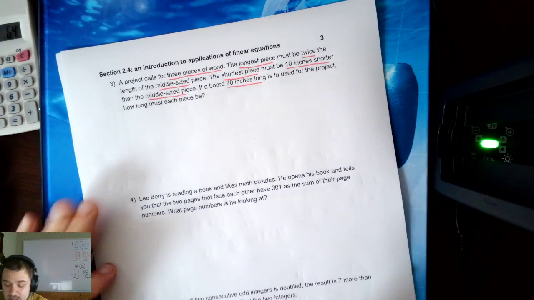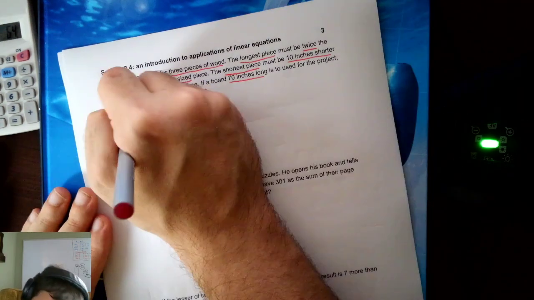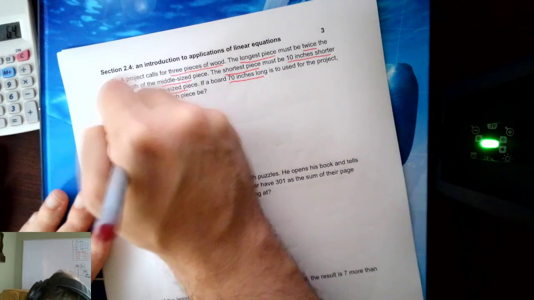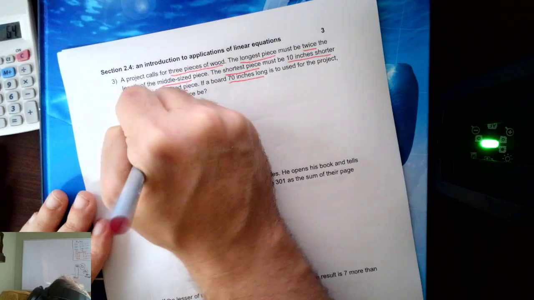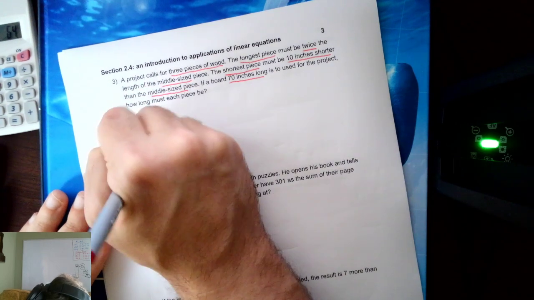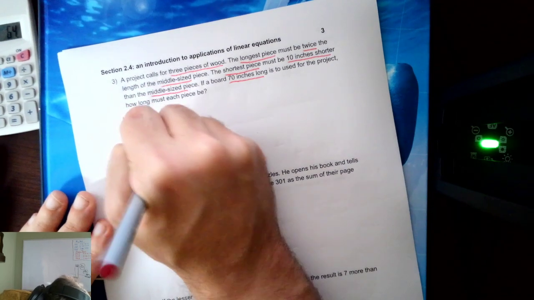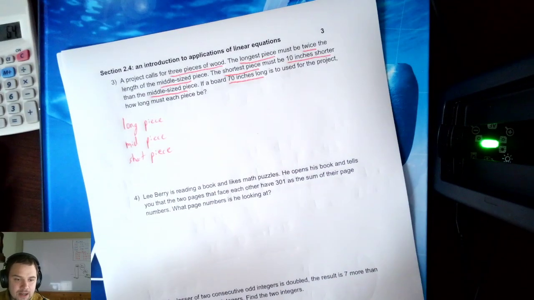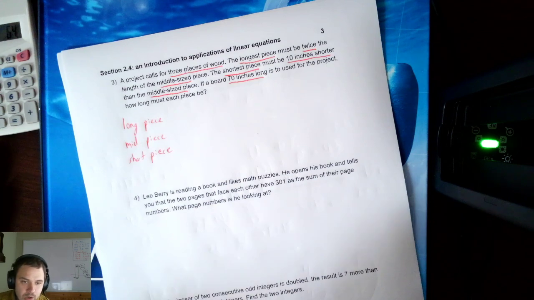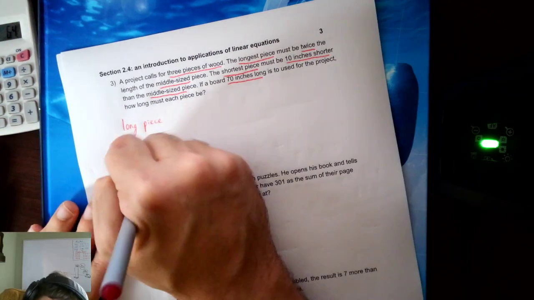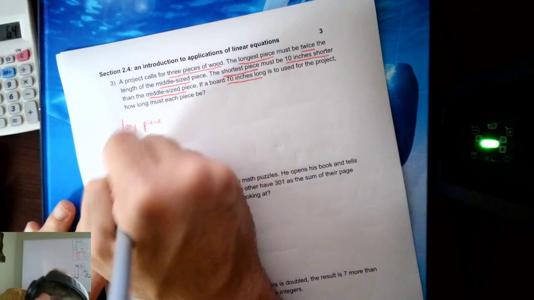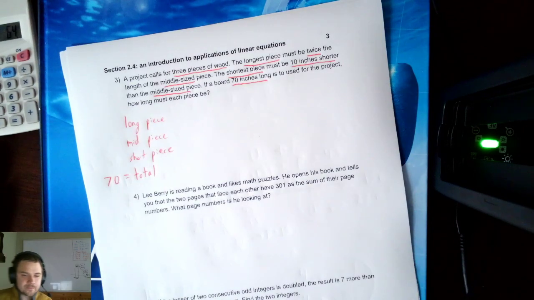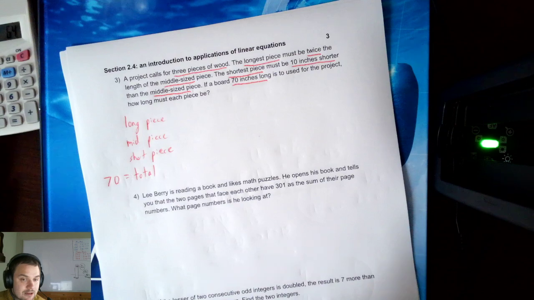be? So I'm going to write my knowns and my unknowns. My unknowns, I have a long piece, a middle piece, and a short piece, right? I've got 3 pieces of lumber. And I also know the total size of the board, right? The board is 70 inches in total. The board has a total of 70 inches for its length.